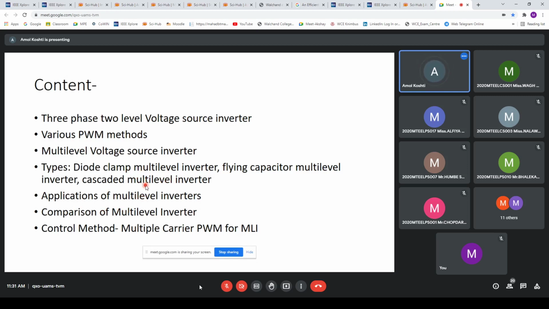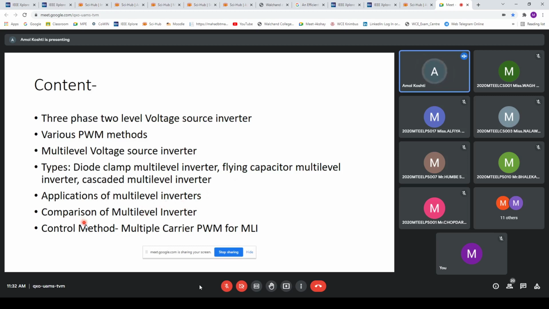And if possible, we see the remaining types, meaning there are some advancements that have taken place in these basic types, and they come up with different types like the hybrid multi-level inverter. They use the diode clamp and flying capacitor together, and they come out with a hybrid type of topology. So that is possible. We'll cover this also.